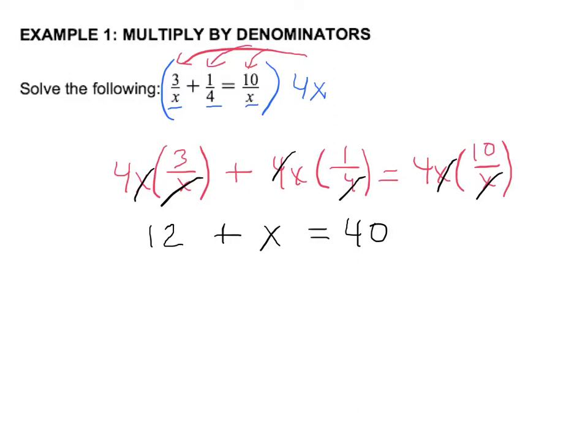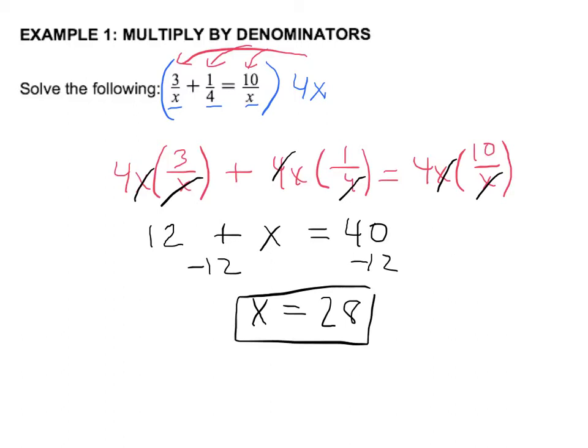And in order to solve for x, we just have to subtract 12 from both sides, and then we get x equals 40 minus 12, which is 28. Remember from the last slide we said that we want to check for those extraneous solutions. Well, since the only denominator that could be 0 was x, and since our solution is not x equals 0, then this is going to be okay. It's not extraneous, and our final solution is x equals 28.